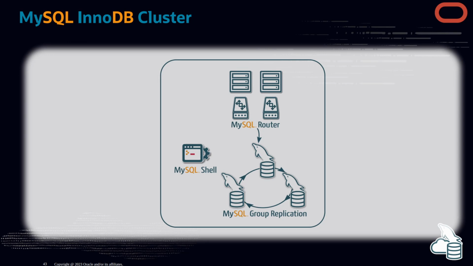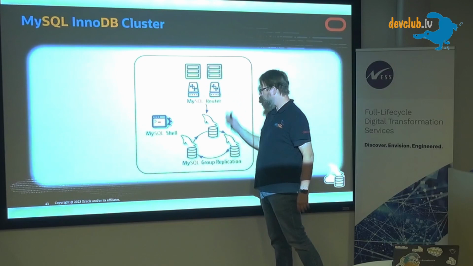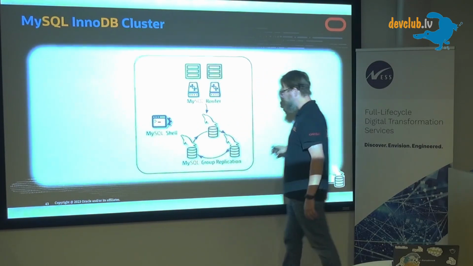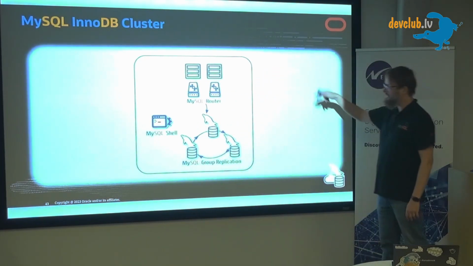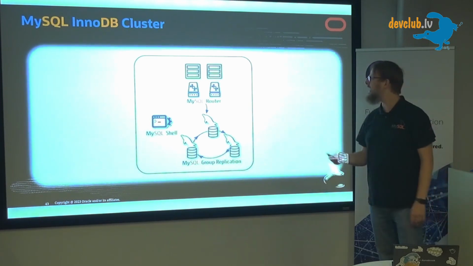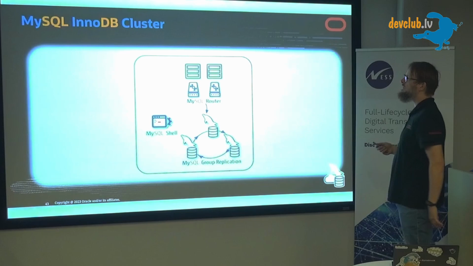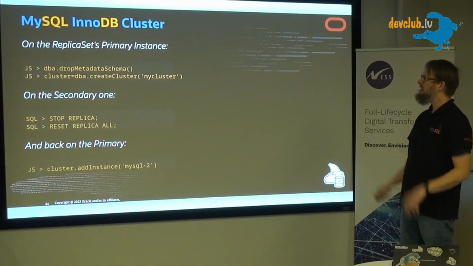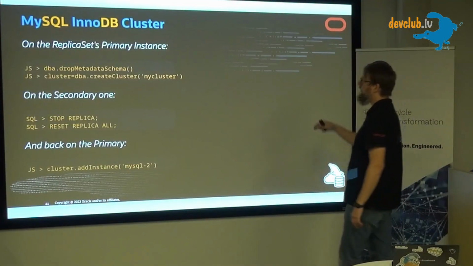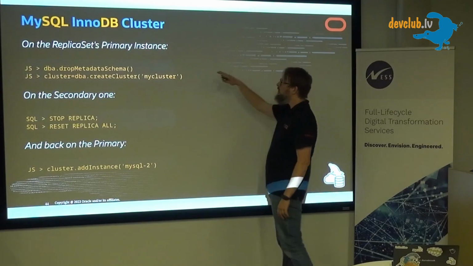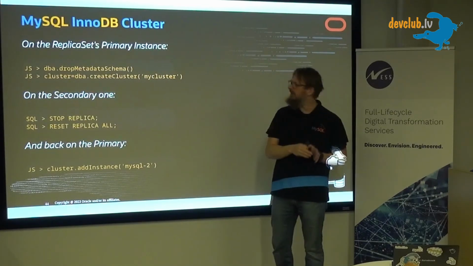So this is how it looks. Now your application can connect to one or multiple routers, and you have the group replication here, and you connect to your system. And if something happens to one of your systems, somebody else will take over everything.